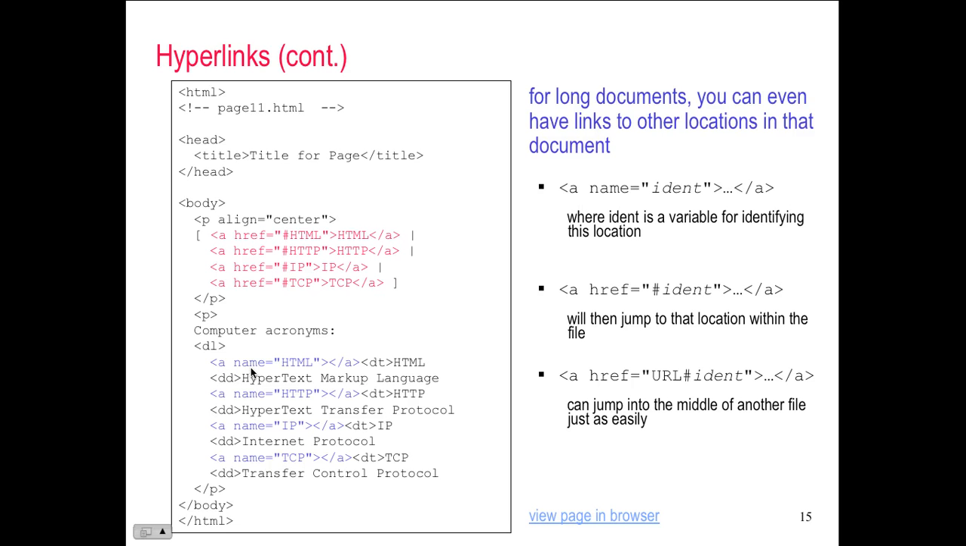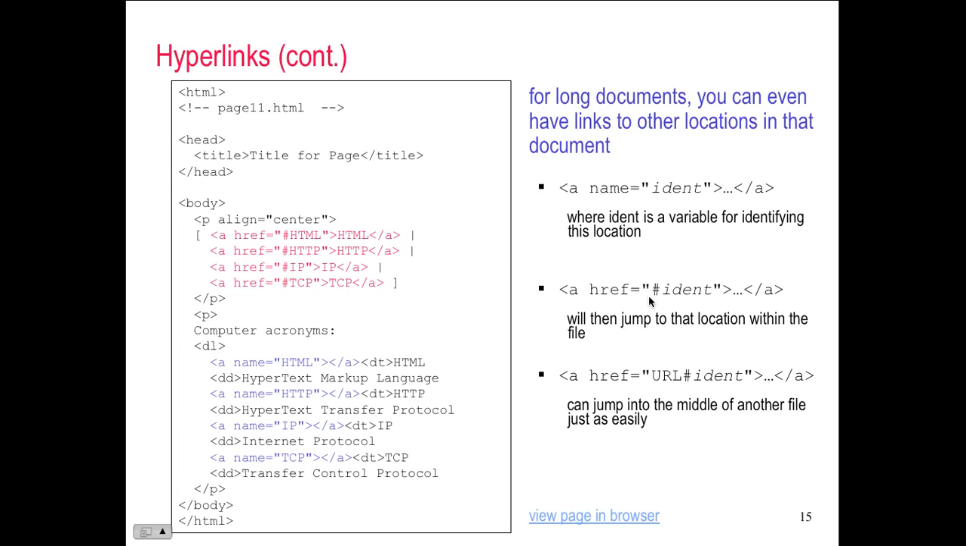So here's a classic way of creating a help document where the document is huge, like 50 pages long, but it's all one document. You don't have to scroll all the way through it; you want to quickly click to where you want to go. So you create an A name equal to indent, where indent is a variable for identifying this particular location. Down here we have A name equal to HTML, name equal to HTTP, name equal to IP, name equal to TCP, as examples of basic anchor points in the definitional list. This is sort of like a help menu.